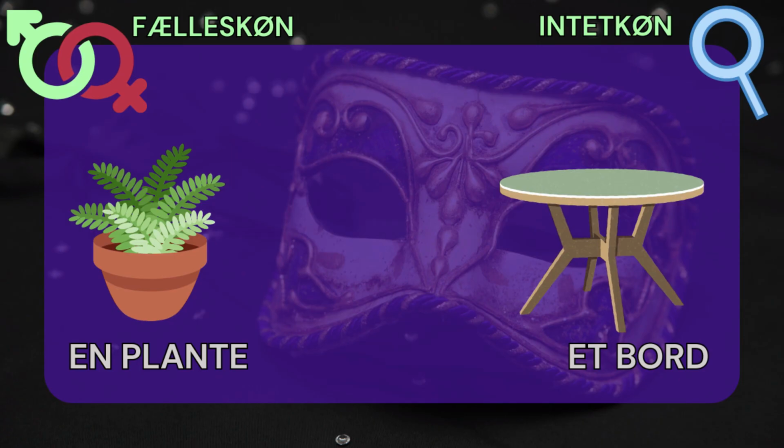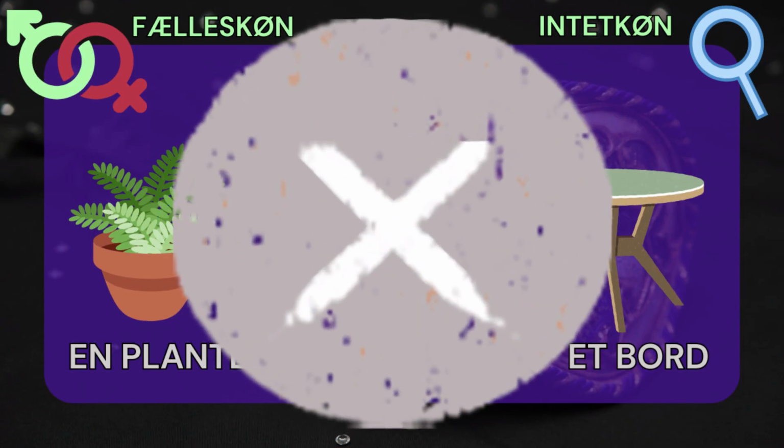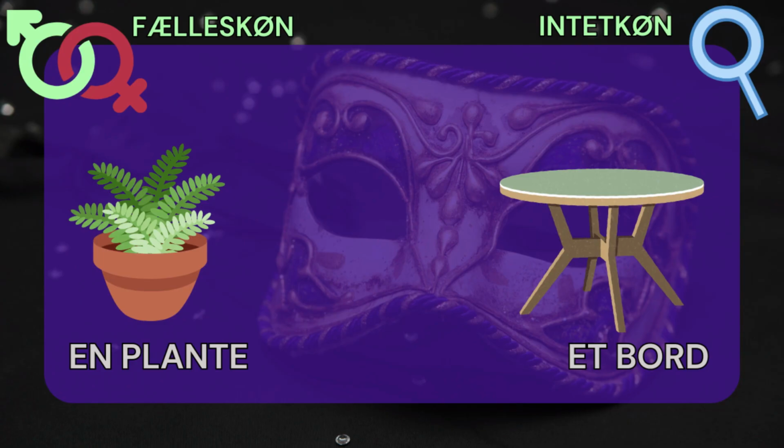Although, not to get into gender politics, we don't have male and female in Danish, but rather common and neuter. Meet en, the suave escort of common nouns. A high percentage of nouns are en words, so when in doubt, go with that. Then we have et, the enigmatic companion of neuter nouns.